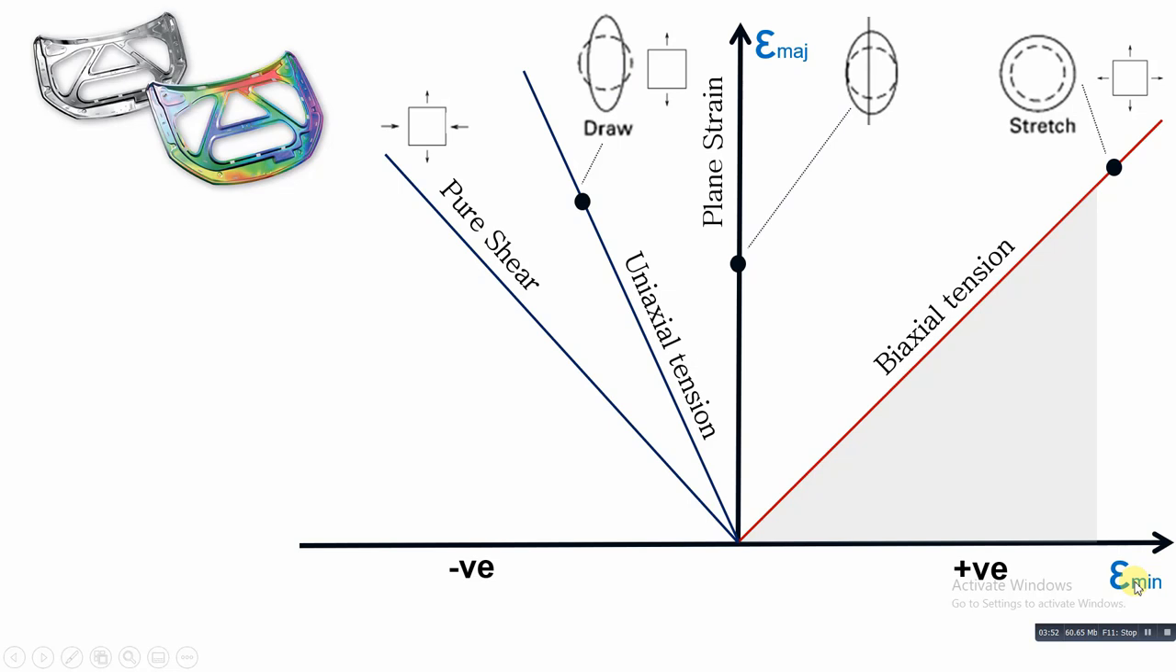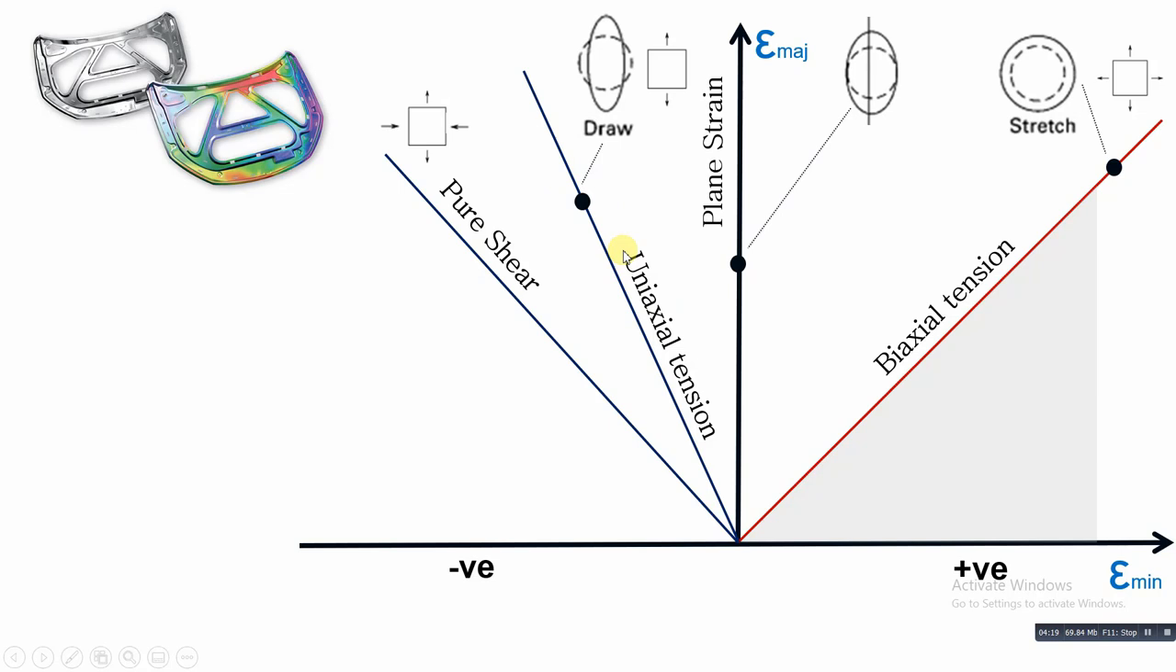So in this case, epsilon minor is equal to negative epsilon major, and this is a reflection of biaxial tension, because in biaxial tension, epsilon minor is equal to epsilon major. So here, epsilon minor equals epsilon major on this line, since it's a formula of y equals x, and here is y equals negative x. So here, epsilon minor is equal to negative epsilon major, and here, epsilon minor is equal to negative 2 epsilon major.